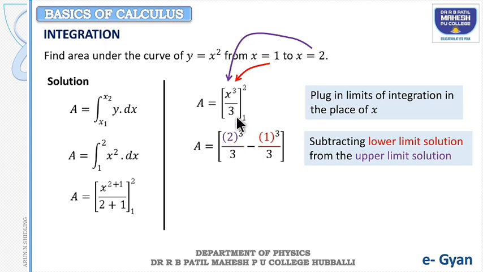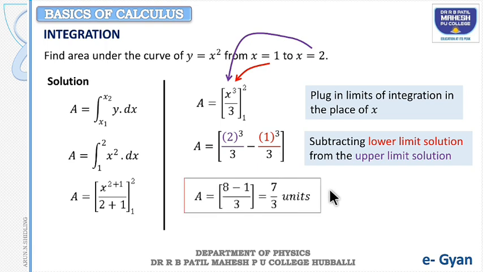So the upper limit is substituted in the place of x. It comes out to be 2 cubed, minus putting the lower limit in the place of x. Further simplifying, we would get this value. In the place of 2 cubed, you will get 8, and 1 would come out to be 1 itself. Further, you will get 7 by 3 units. So the area of that region, which I had shown with the yellow shade, will be 7 by 3 units.